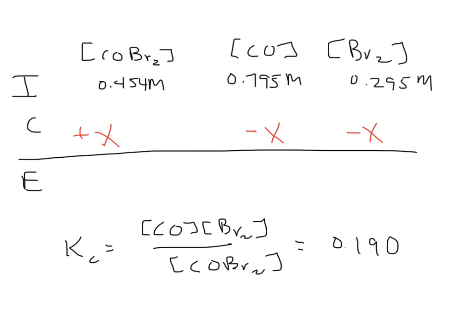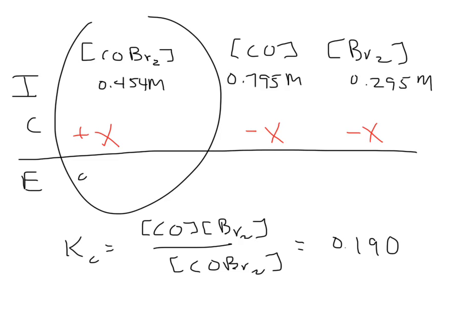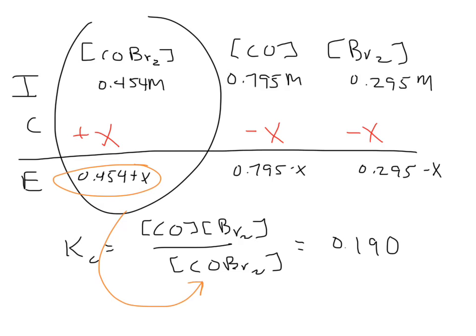So now all I need to do is I can write those equilibrium concentrations. So for the COBr2, it's 0.454 plus X. For the CO is 0.795 minus X. For the Br2, it's 0.295 minus X. Then all we got to do is to plug in these numbers. This quantity goes down there. These two quantities go here. And you would be done on the test.